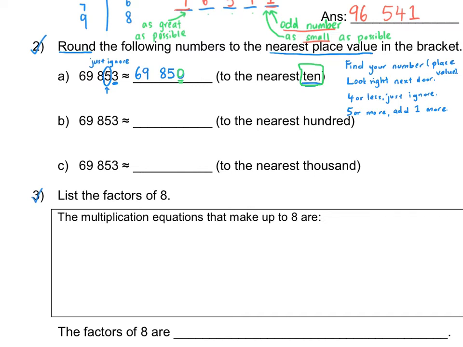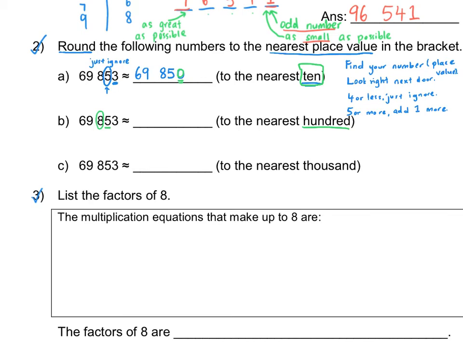This question wants us to round to the nearest 100. So if we were to follow the poem, find your number. Find a number in the hundreds place. That is the digit 8. Look right next door. Digit 5.